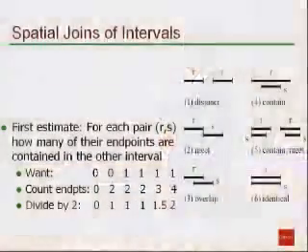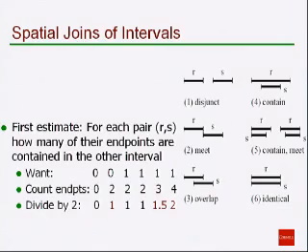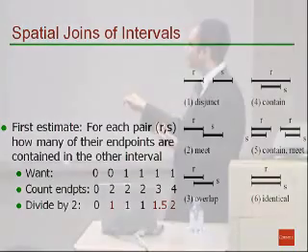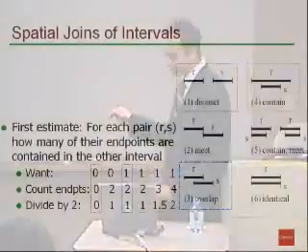So for example, in this case, you get a count of 2 because the right endpoint of R lies in S and the left endpoint of S lies in R. Similarly, you get a count of, say, 4 in this case because each endpoint lies in the other interval. You get a count of 3 in this case. So this is the vector that you get when you count endpoints. Dividing by 2, the vector that you get is shown in the last line.